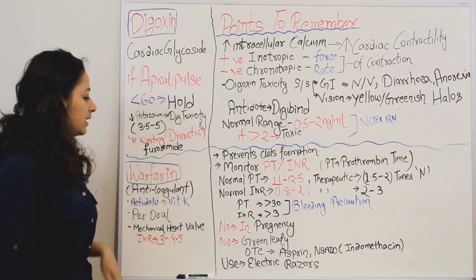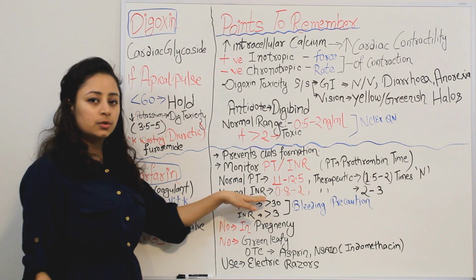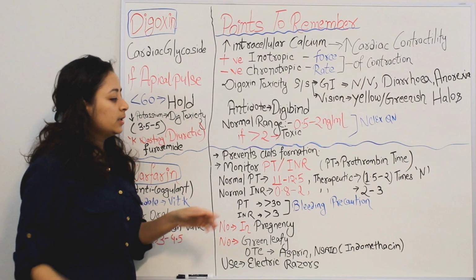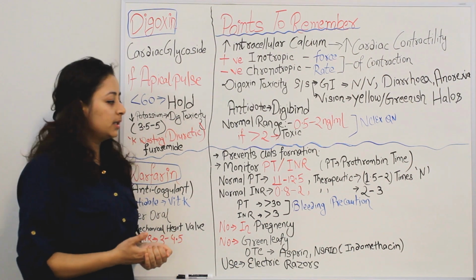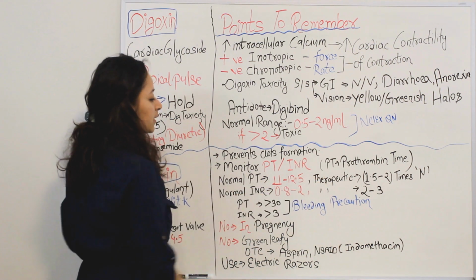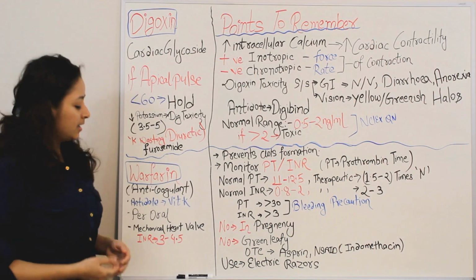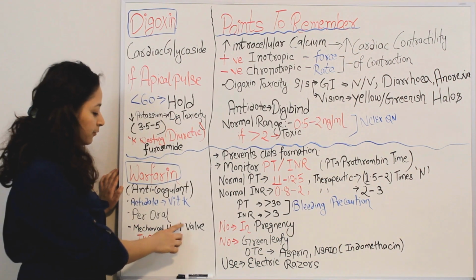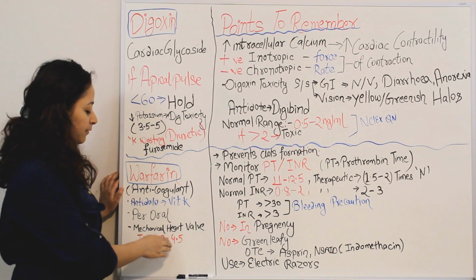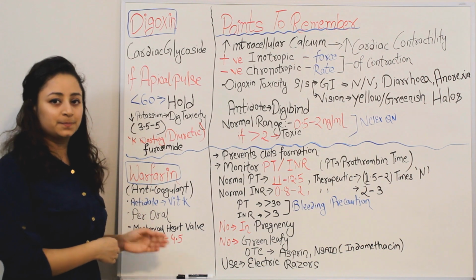And the normal INR is 0.8 to 2. This is the value when the patient is not on warfarin therapy, and when the patient is started on therapy, the therapeutic value should be 2 to 3. But there is one exception. When the patient has a mechanical heart valve, the INR can be between 3 to 4.5. So this is the only one exception.